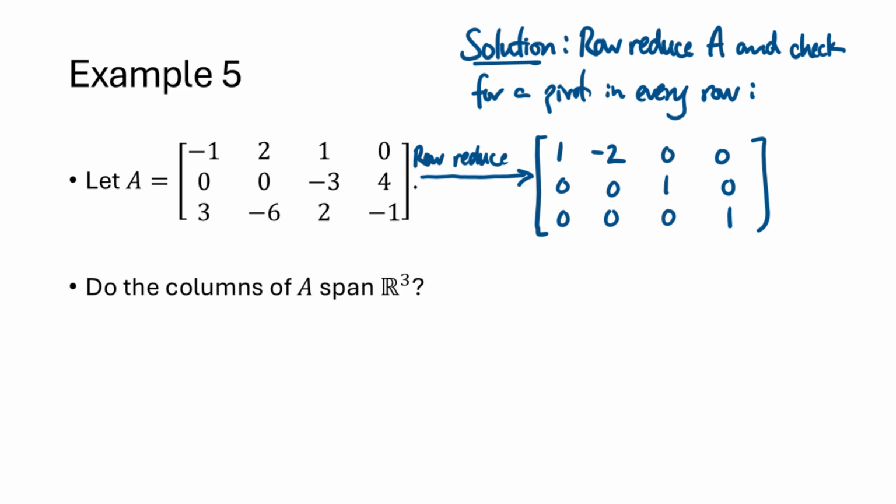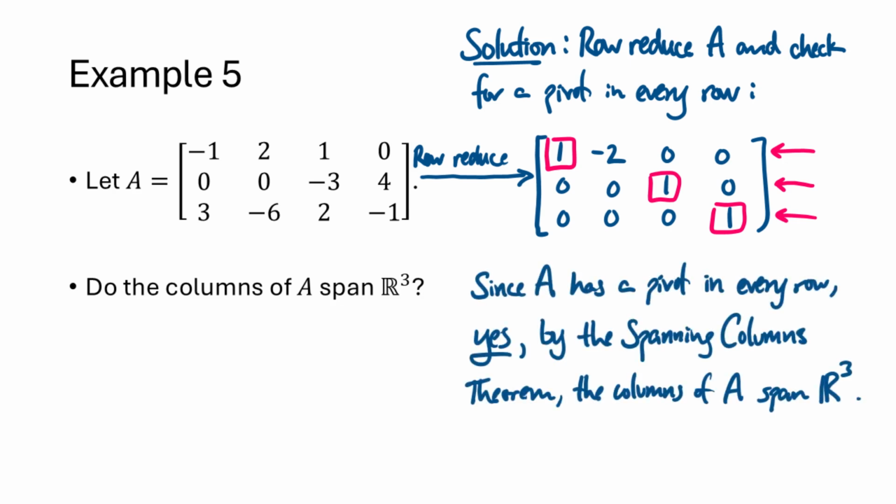This is a different process from what we've been doing up until now. And when we row reduce the matrix, now we're looking in each row and looking for a pivot in every row. We find that we do have a pivot in every row, which means that by that spanning columns theorem that we talked about, the columns of A do in fact span R3. Every vector in R3 can be constructed as a linear combination of the 4 columns that were given here.